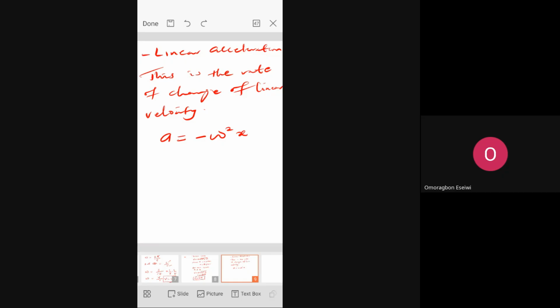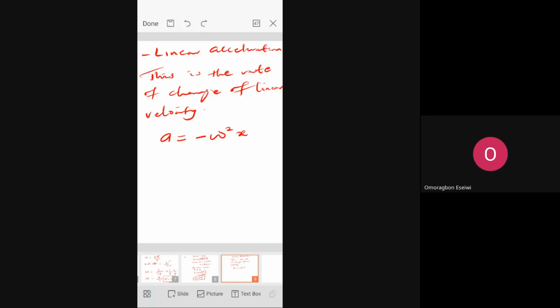So many a time, once you state the formula, you can actually do your calculation without taking the negative sign into consideration. But always have it in mind that this negative sign here talks about direction. It only talks about direction. It doesn't necessarily mean that acceleration is negative. And that is it. So this is the formula we can use to calculate linear acceleration, where this omega, of course, is angular velocity, and the x is the displacement at that very position.